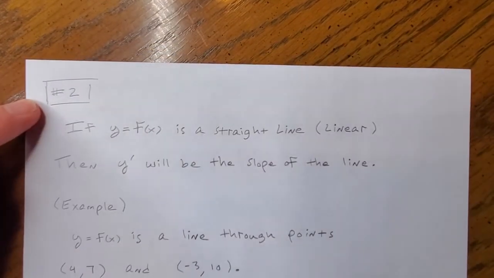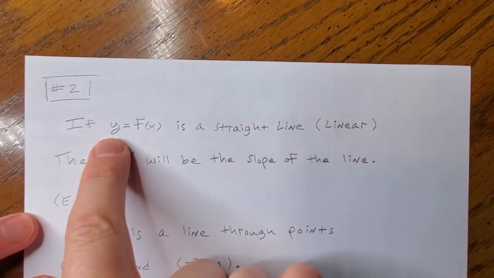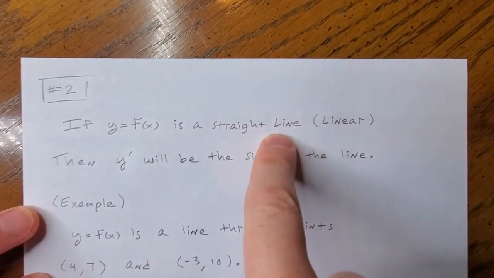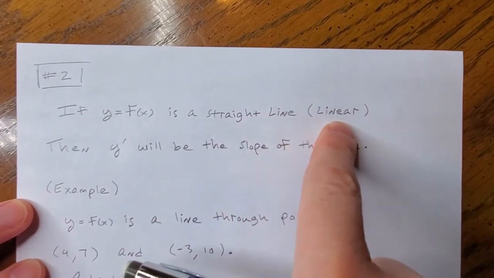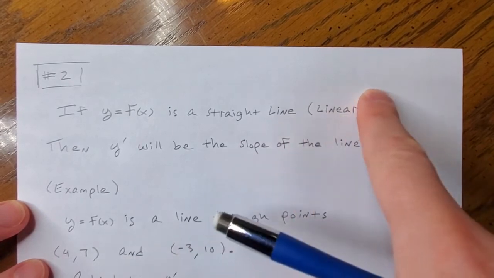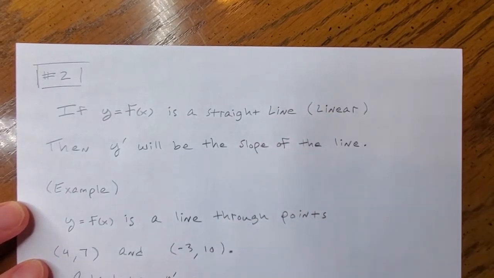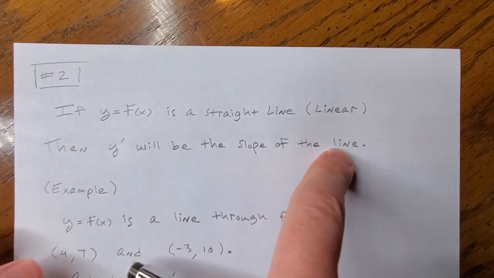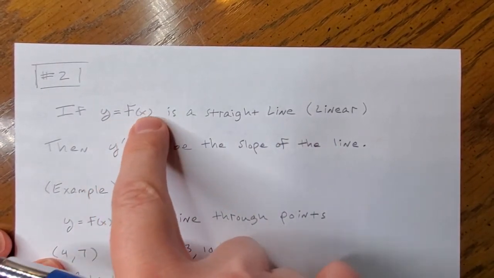So my second shortcut is that if you have y as some function of x that happens to be a straight line, another way that might be said to you is linear. Suppose it's linear. Linear comes from the word line, all right? Then y prime will be the slope of the line. It makes sense. And y prime always tells you the slope of y.